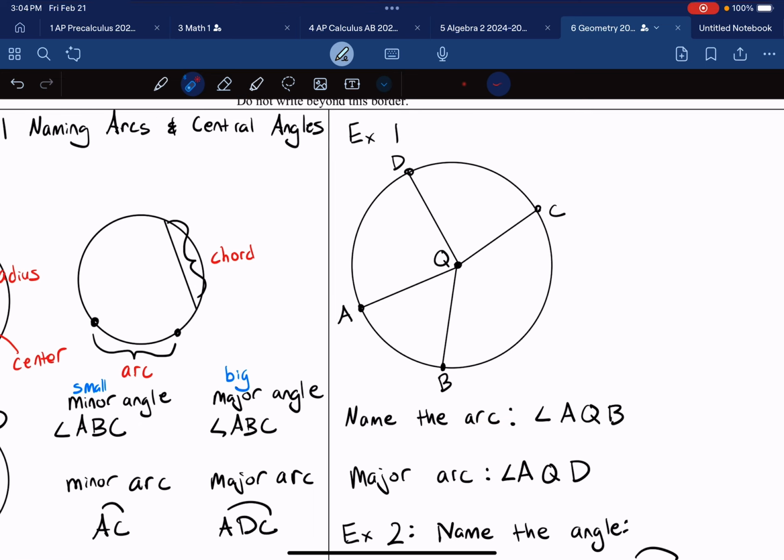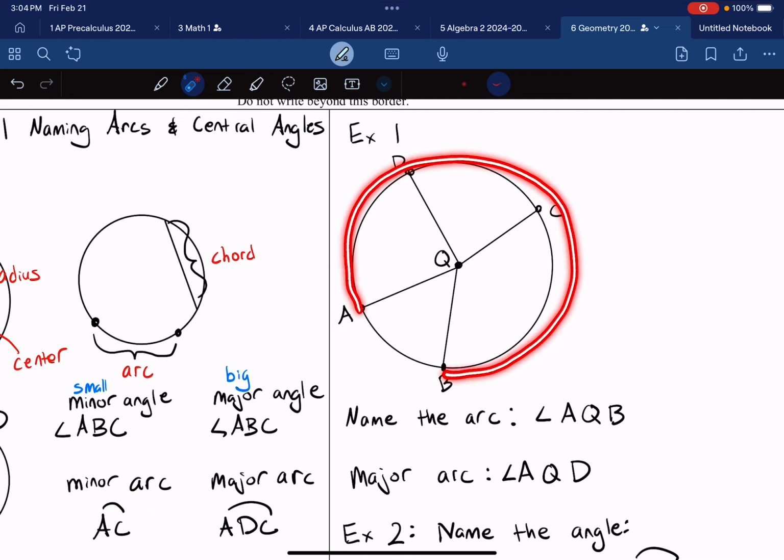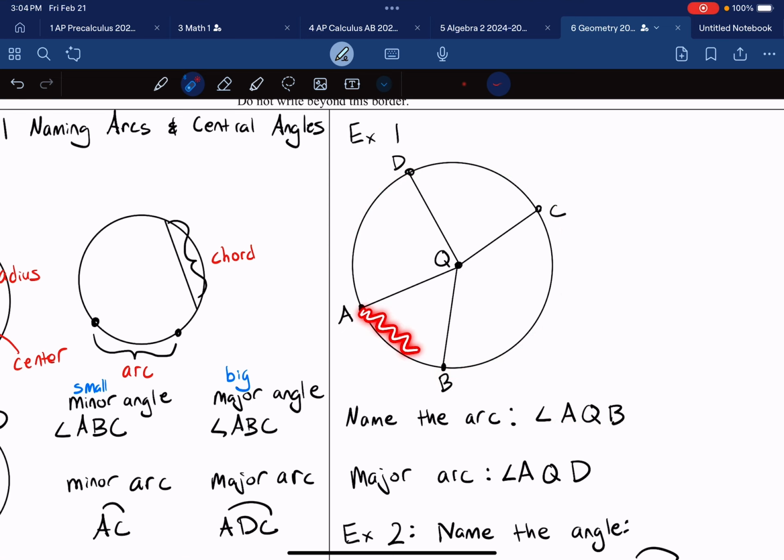Remember, minor arc is a word meaning the small arc. So don't assume it's this big one from A to B, because A has to end at B. You assume it's the smallest one from here to here. So you're going to say, oh, this is arc AB.